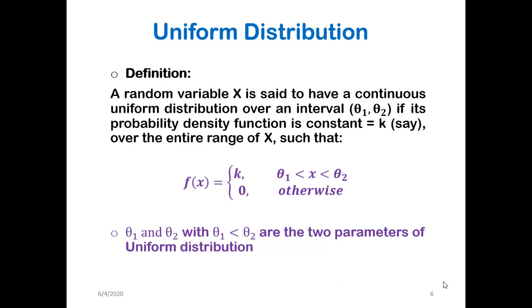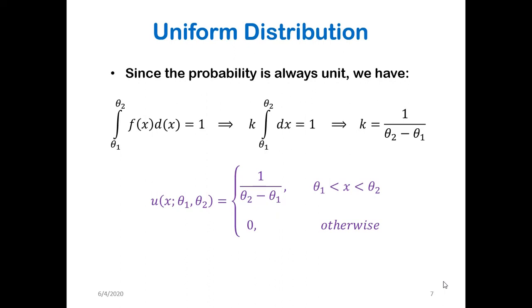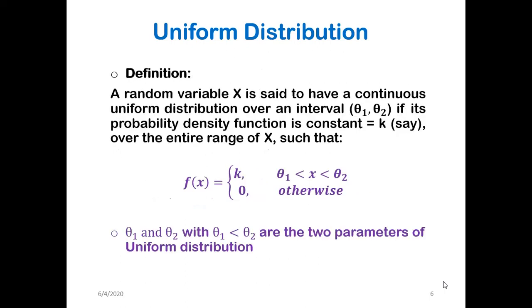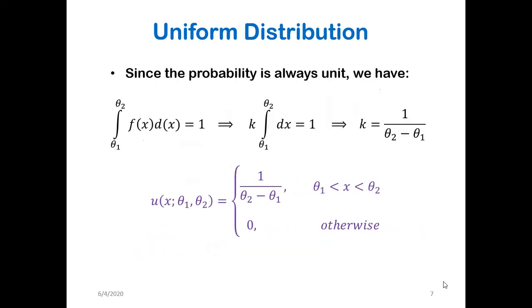So instead of k, we can substitute these values, 1 over theta 2 minus theta 1. So our function changes to U, meaning uniform distribution, x is our variable, and theta 1 and theta 2 are the two parameters, equal to 1 over theta 2 minus theta 1 for theta 1 less than or equal to x less than or equal to theta 2, and 0 otherwise. So this function here is the same as the function we saw in the previous slide, only that we have substituted 1 over theta 2 minus theta 1 for k.